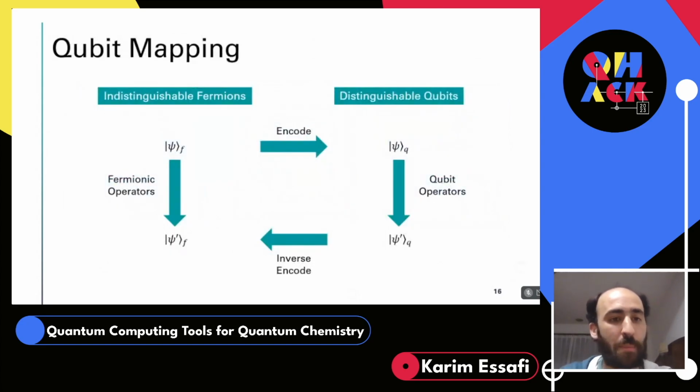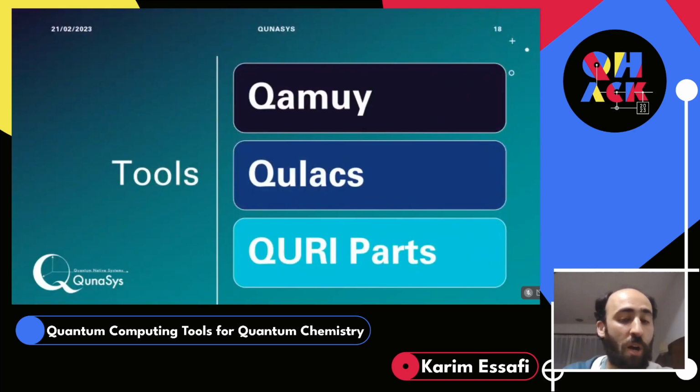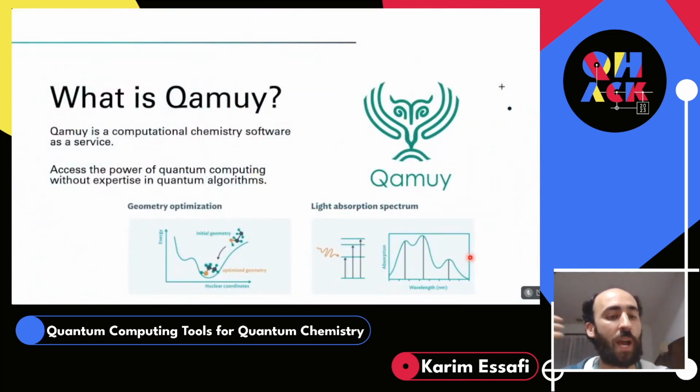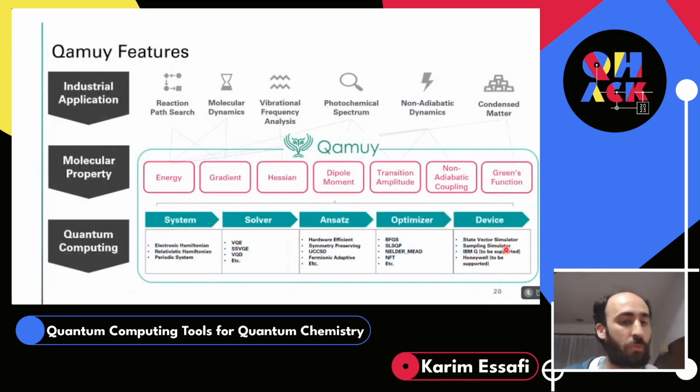Because I don't have much time, I'm going to jump over the qubit mapping and move directly to the software that we have developed. I'm going to talk quickly about CAMWI, QLAX, and QParse. CAMWI is our in-house computational chemistry software as a service. This would be equivalent to Gaussian for classical chemistry computations. We have different features inside of this software with which you can compute the energies, the gradient, the Hessian, the dipole moments, transition amplitudes. And you can run this both on a simulator or a real hardware device.